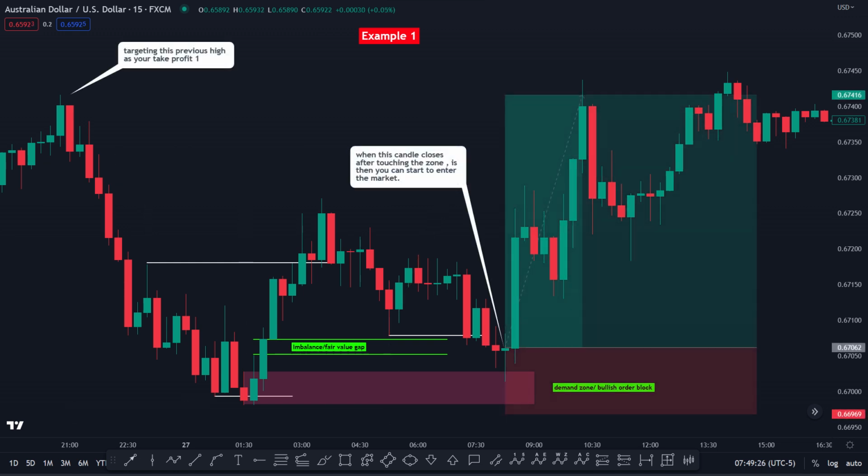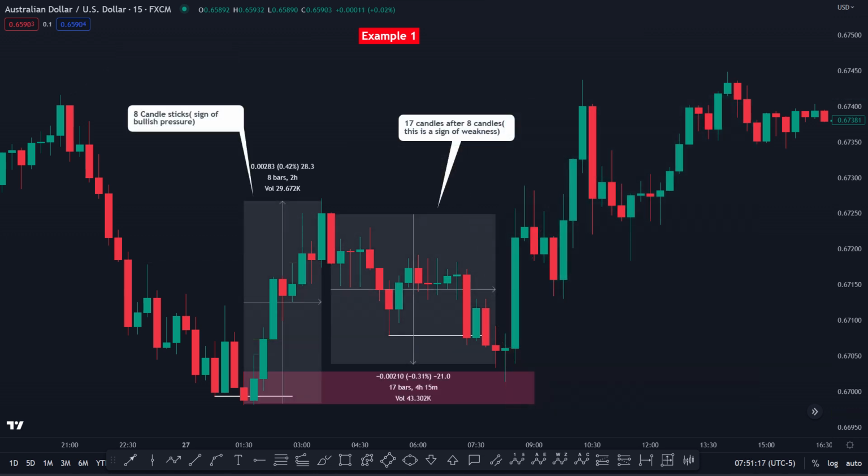Finally, you have to wait for the market to touch the zone without trading below the zone and close with a bullish candlestick. That will be our confirmation candle. And if price trades below the zone without closing bullish, it will invalidate the whole pattern.